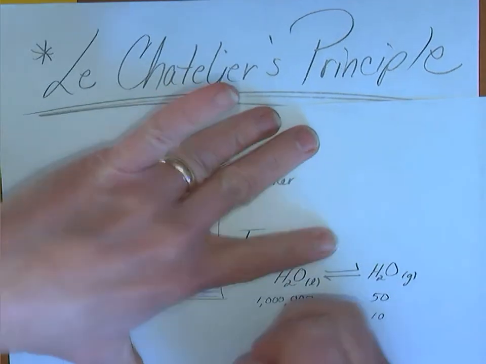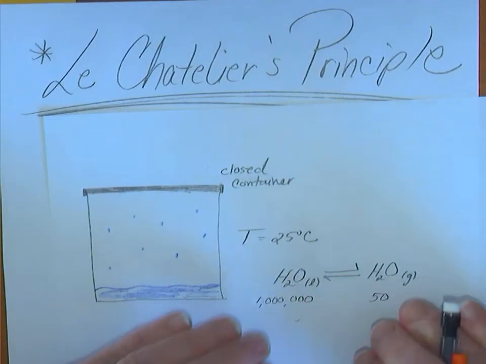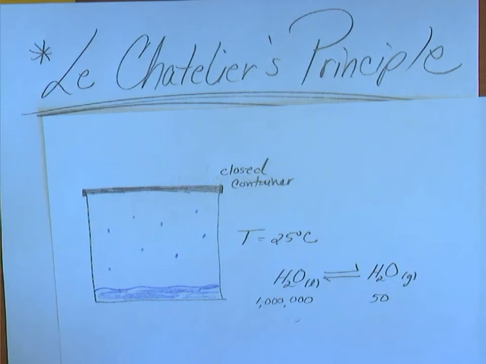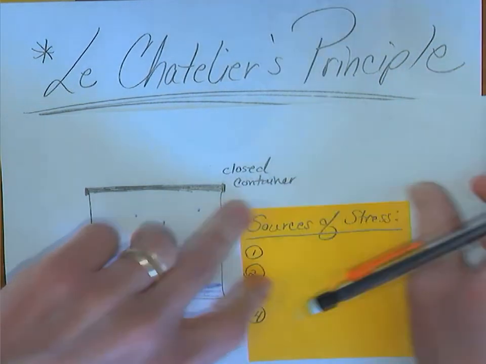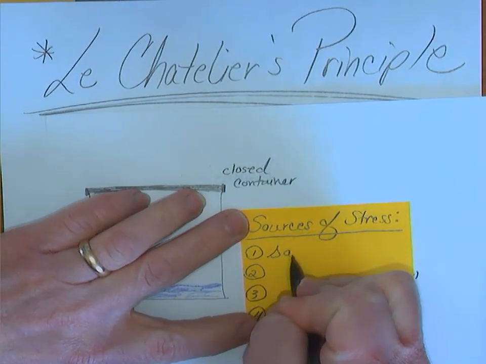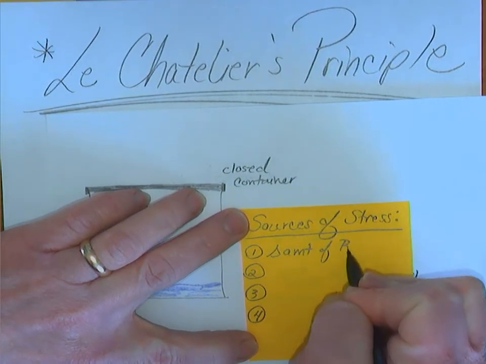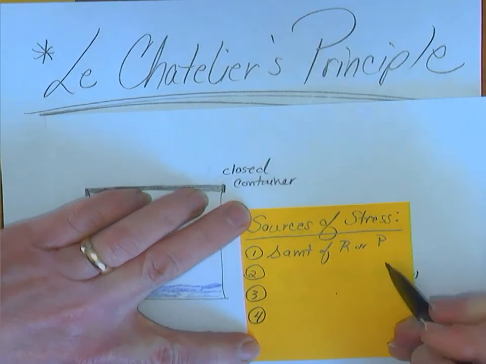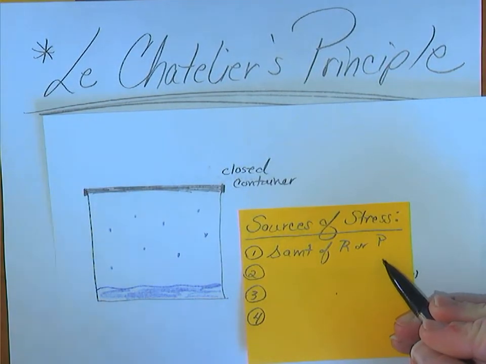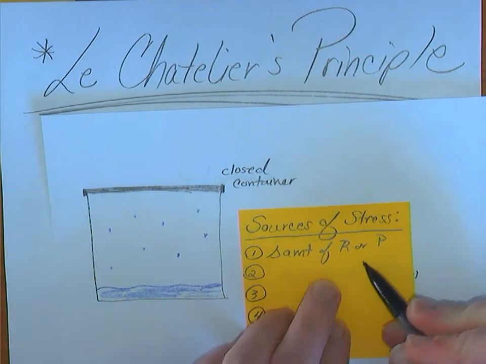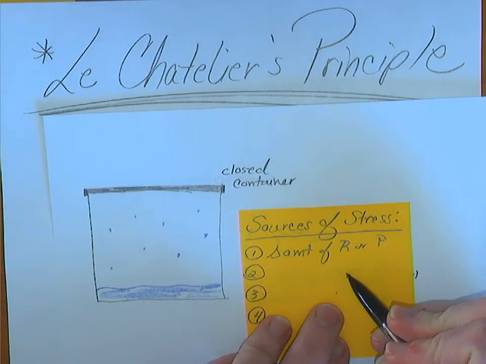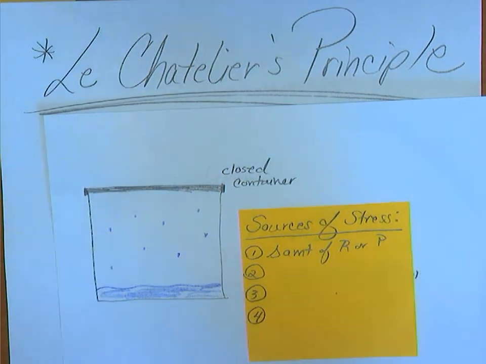Well, what if we would take this system that has taken time to reach this balance and stress it? Well, first, what can be some sources of stress to a system that is at equilibrium? Well, the sources of stress could be a change in the amount of reactant or product. And for our experience, we are just going to exert a stress either on the reactant or the product side. So we'll either be adding or taking away reactant or adding or taking away product.